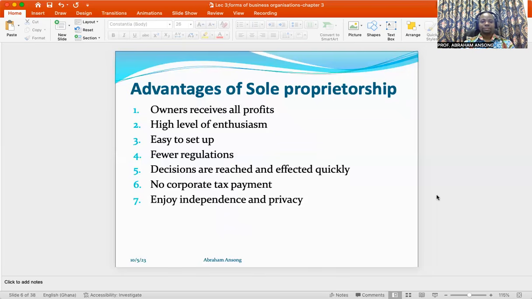The 6th point is that there is no corporate tax payment. So the income of the business is no different from the personal income of the sole proprietor. And corporate tax is a tax that is meant for corporations or companies. So once there is no distinction, the proprietor will only be required to pay his or her personal tax, but the business itself is not taxed. So there is no corporate tax payment when you operate as a sole proprietorship.